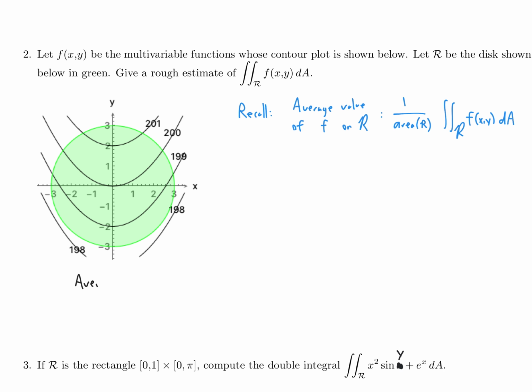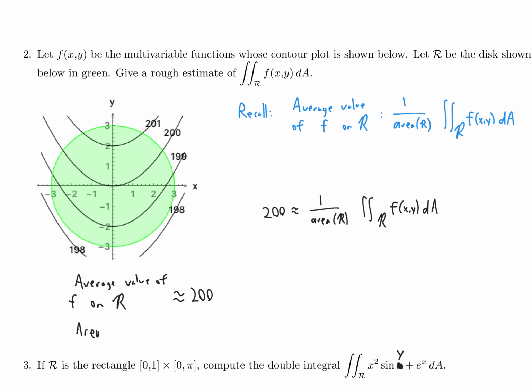Now, just by eyeballing this function, you can see that the function is equal to about 200 all over the region R. And so I can see that this average value is about 200. So now I can just set up an equation here. I say 200 is approximately equal to 1 over the area of R times that double integral. And remember, the double integral is what I'm trying to solve for here.